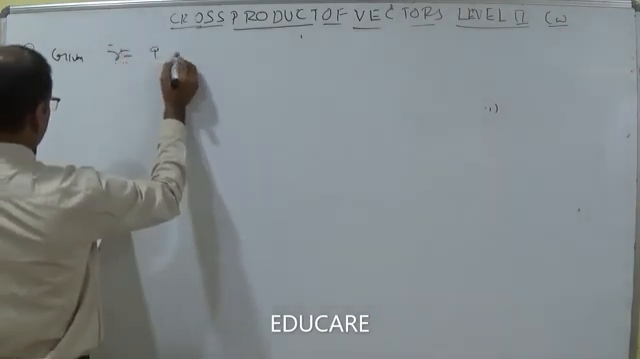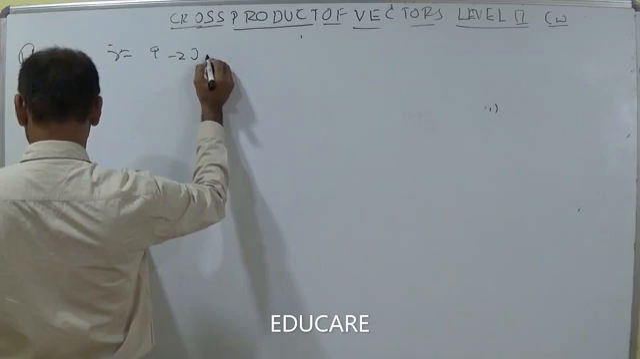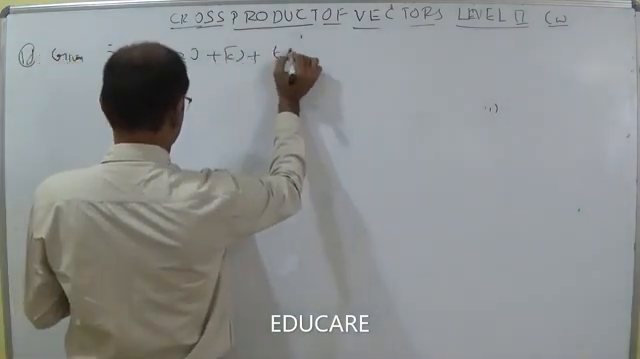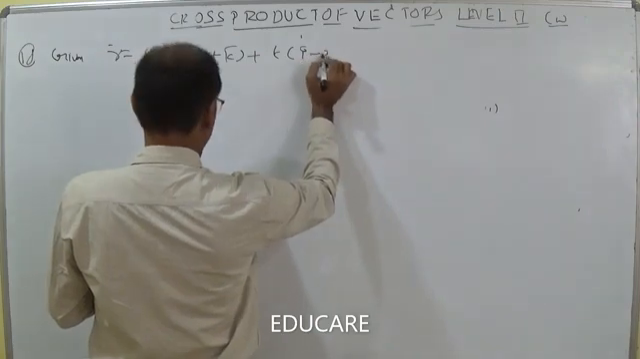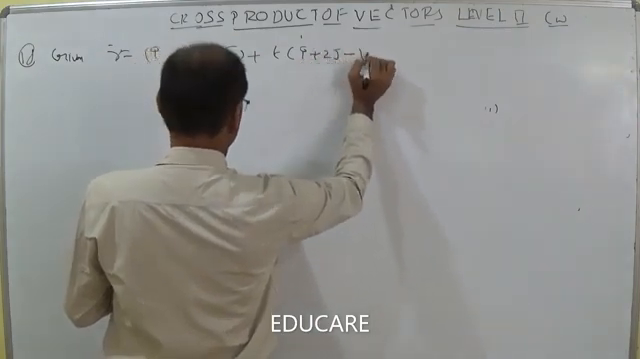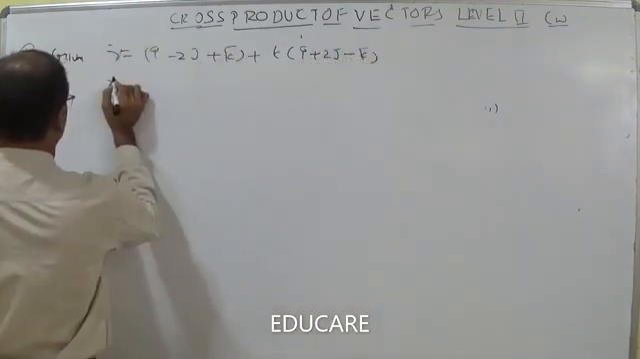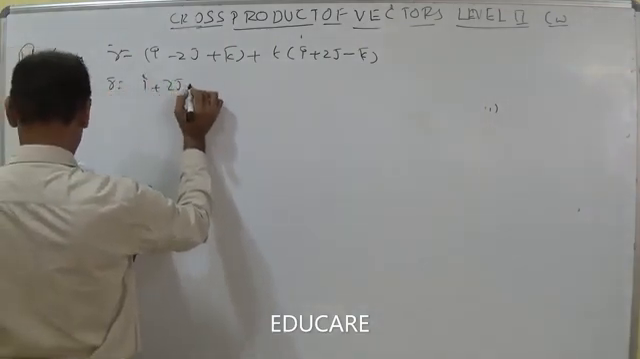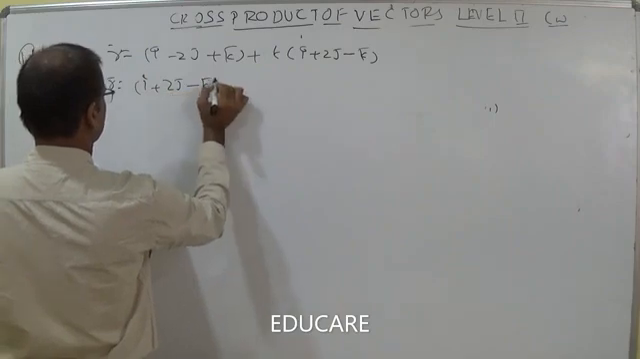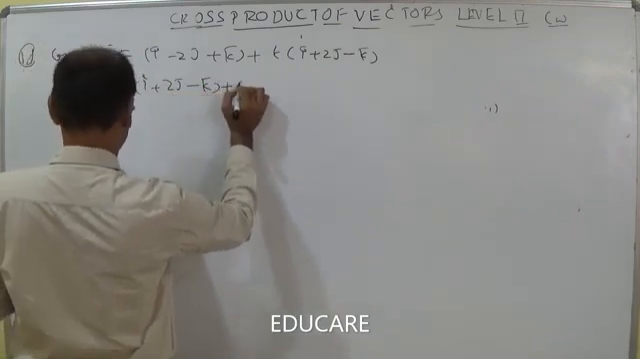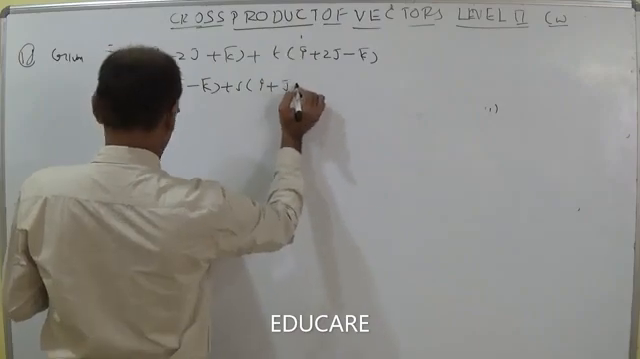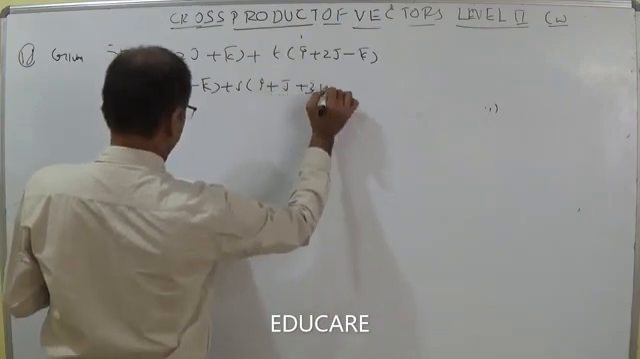The first: r bar is equal to i minus 2j plus k plus t into i plus 2j minus k. The next: r bar is equal to i plus 2j minus k plus s into i plus j plus 3k.